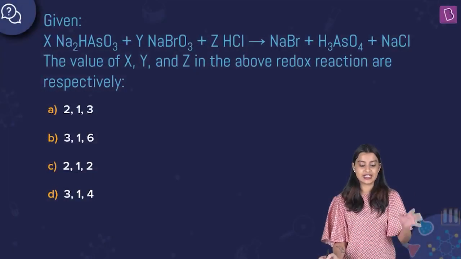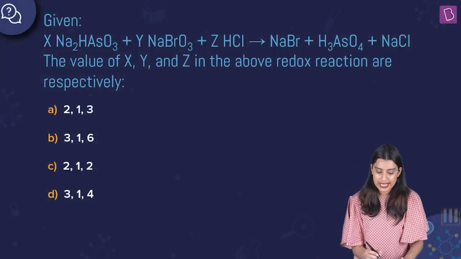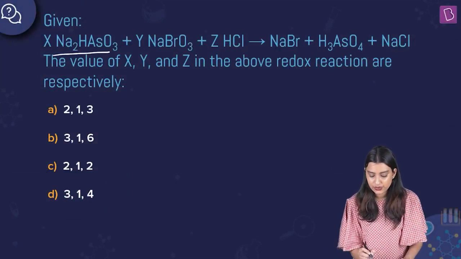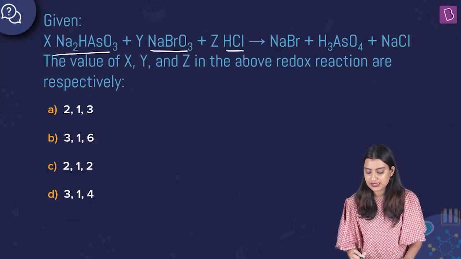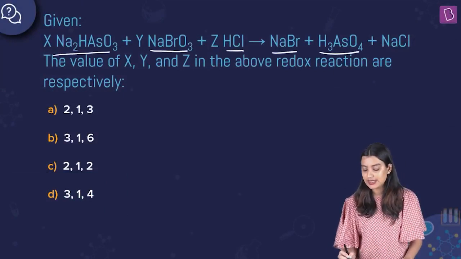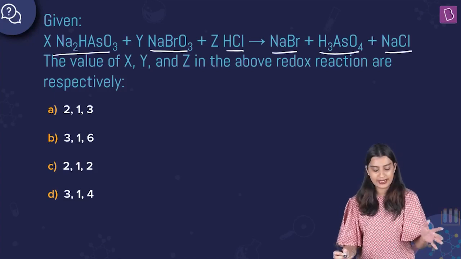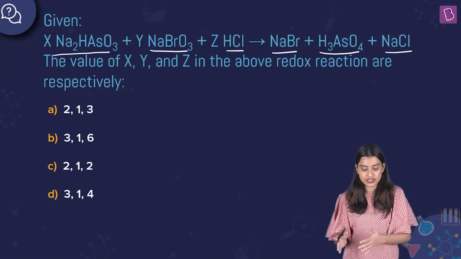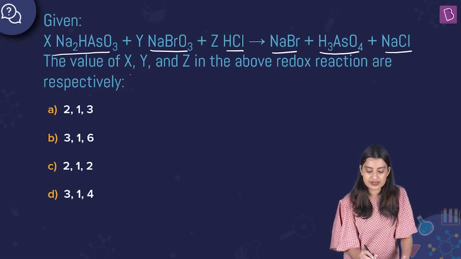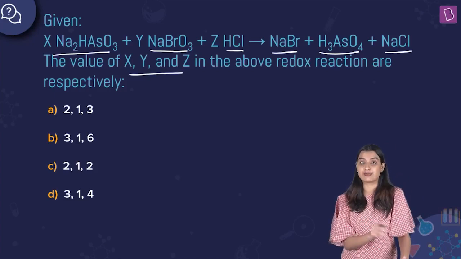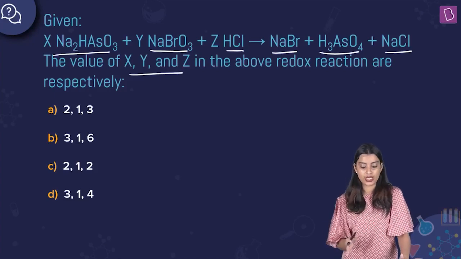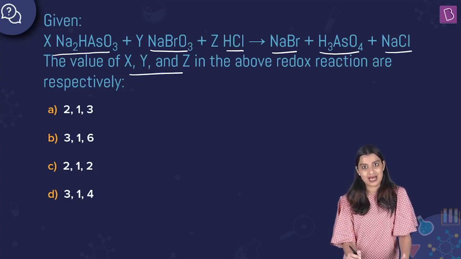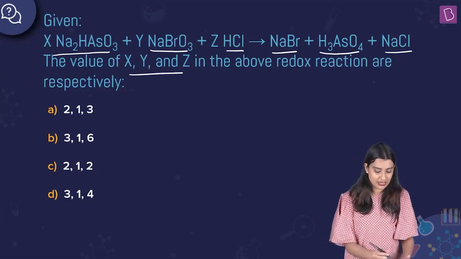So here they're saying that you're given a reaction: Na2HAsO3 plus YBrO3 plus HCl is giving you NaBr plus H3AsO4 and NaCl. Okay, and you have some stoichiometric coefficients X, Y, and Z mentioned. The value of X, Y, and Z in the above redox reaction respectively are going to be what? Okay, so we have to balance the reaction first. Okay, that's the fundamental understanding we have here. So let's go ahead and do that.